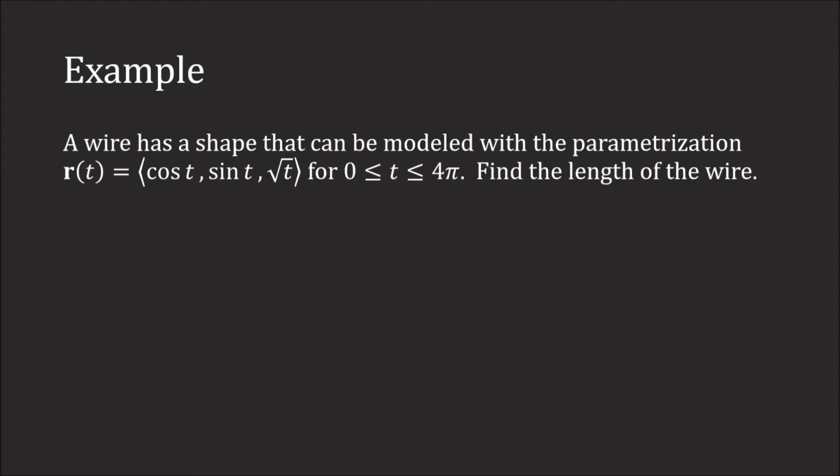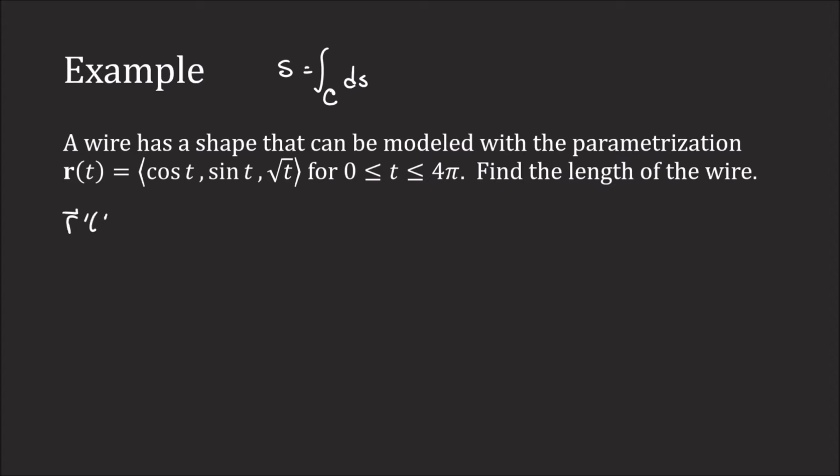Let's look at this one. A wire has a shape that can be modeled with the parameterization given here for 0 less than or equal to t less than or equal to 4 pi. We want to find the length of this wire. Now remember, arc length of a curve is just the line integral over that curve, ds.